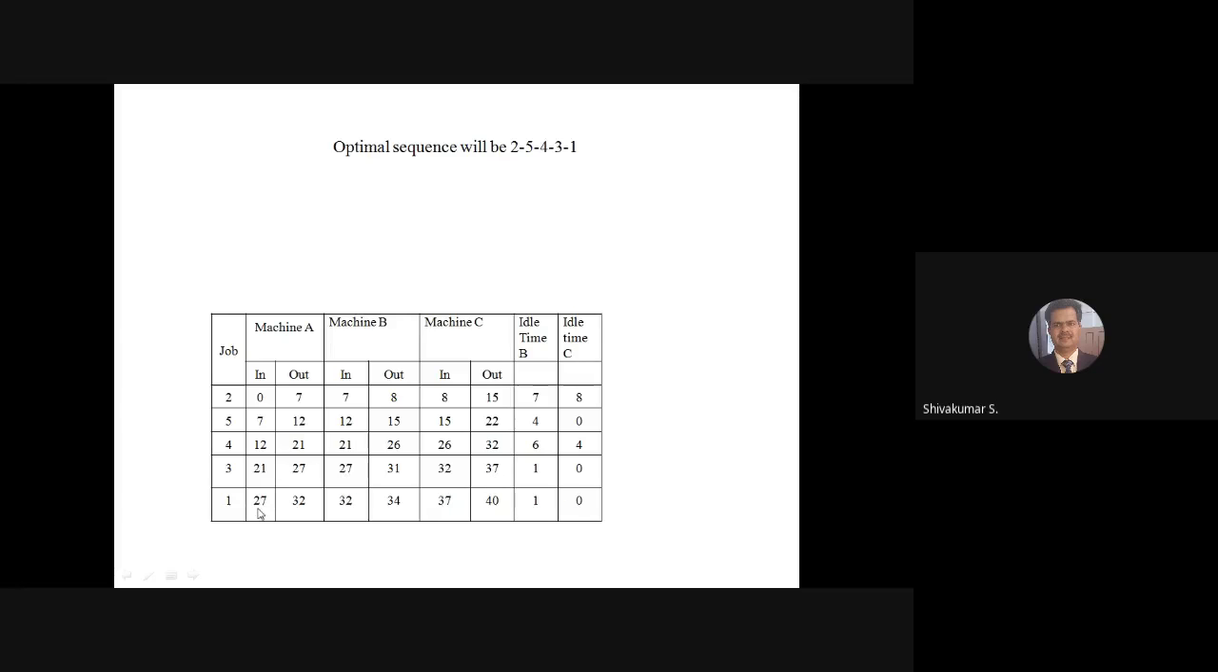So here 27, adding the processing time, I won't get 32. But here 31 out, but 32 in here. So 32 minus 31, 1 here. So add the processing time, 34 becomes 37 out, 37 in here. So add the processing time of 3, you're going to get 40 totally, 0 idle time for C because 37 out, 37 in. This is how the idle time for machine B and machine C is calculated.